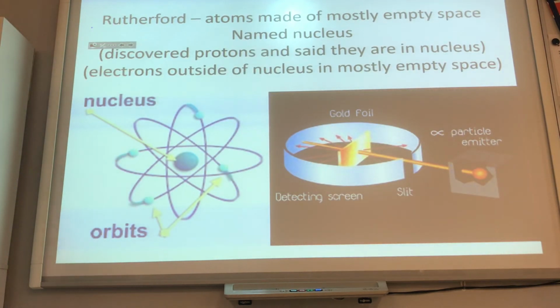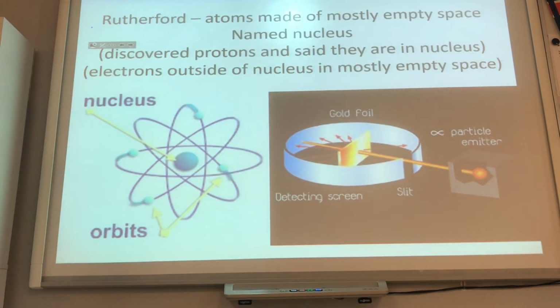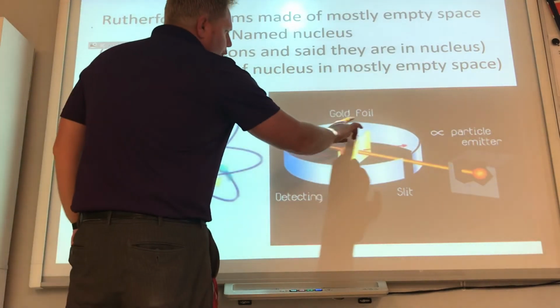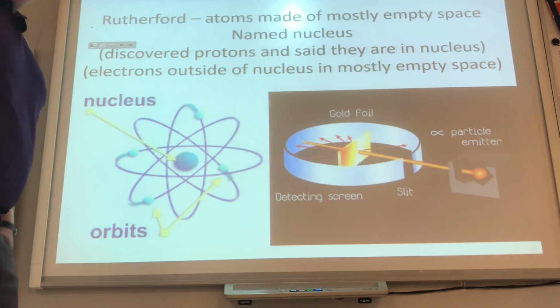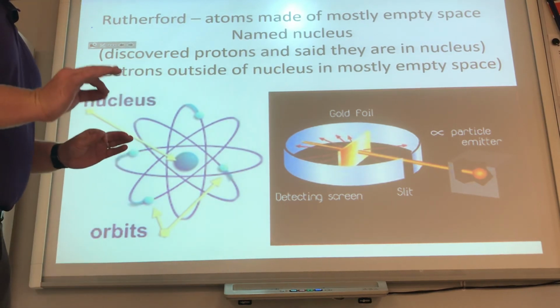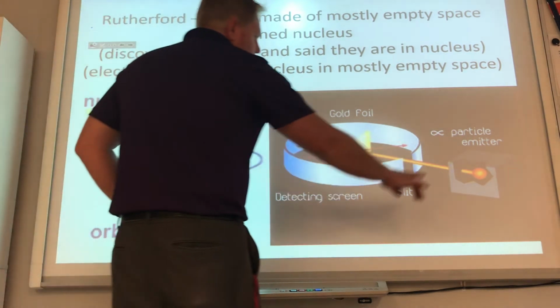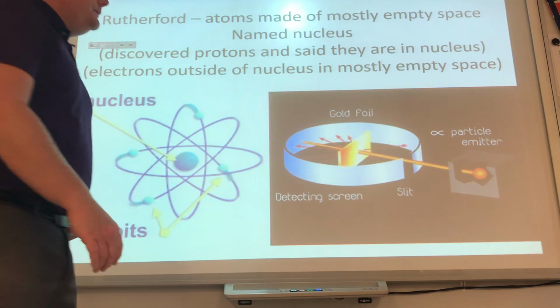Then, Rutherford. Atoms made of mostly empty space. They discovered protons and said they are in the nucleus. Electrons are outside the nucleus. Well, how did he do this? He used the gold foil experiment. So like you have aluminum foil, he rolled gold into the thinnest possible foil that he could. Then he took lasers and emitted high energy particles.